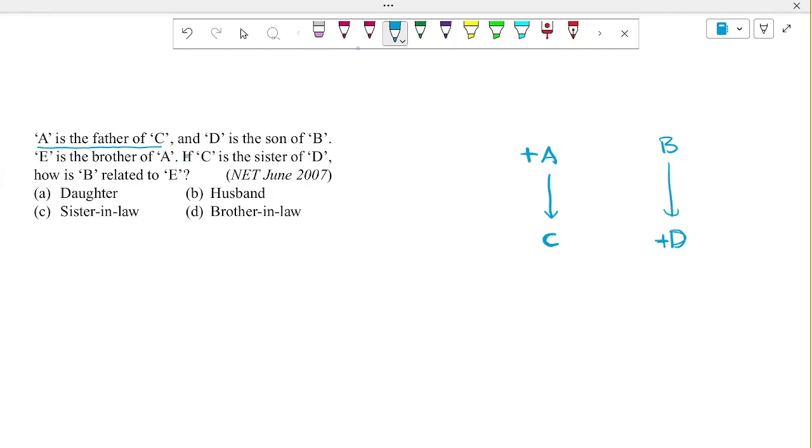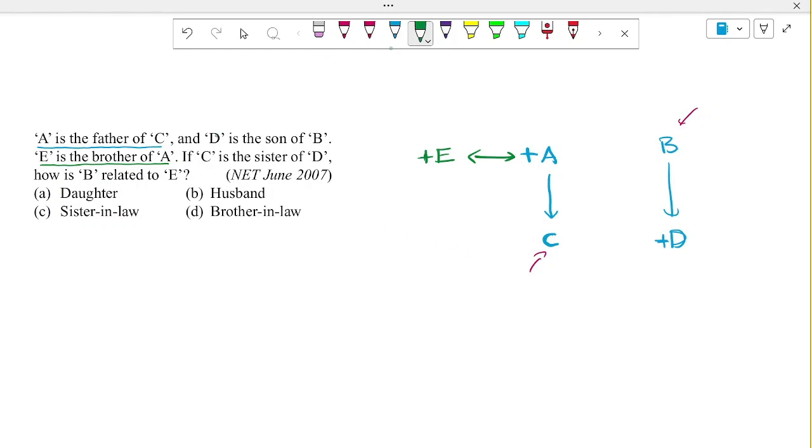E is the brother of A. We do not know the gender. You can observe here, I have not drawn the gender for this and this. If you don't know the gender, wait for some time. Then you will be able to draw later. And then A is having a brother. E is the brother of A. It means A is having a brother E. So what is the gender of this E? Since E is a brother of A, he will be plus.